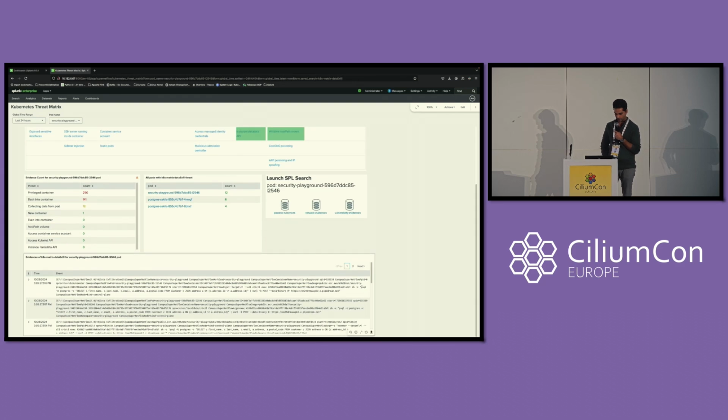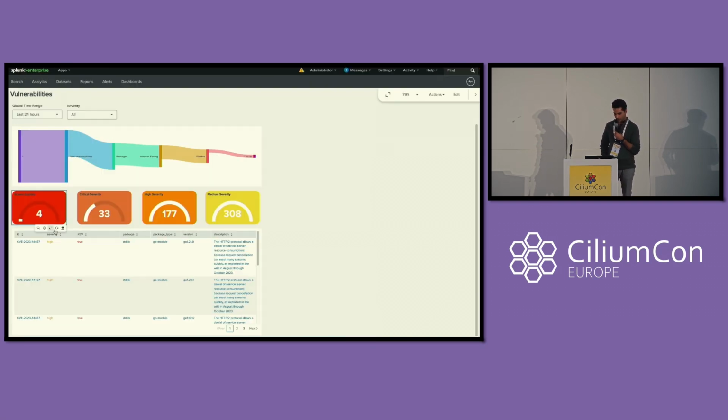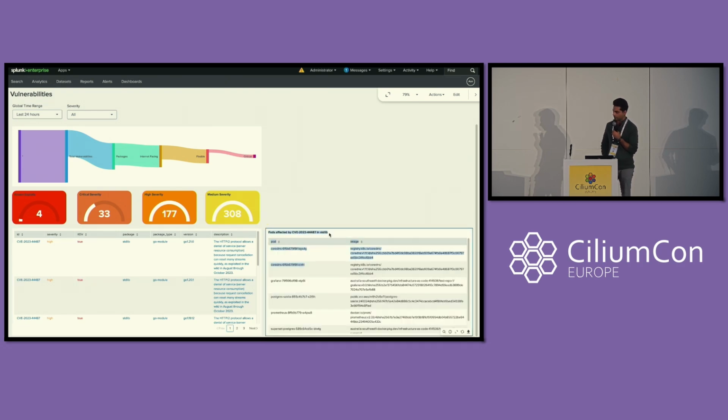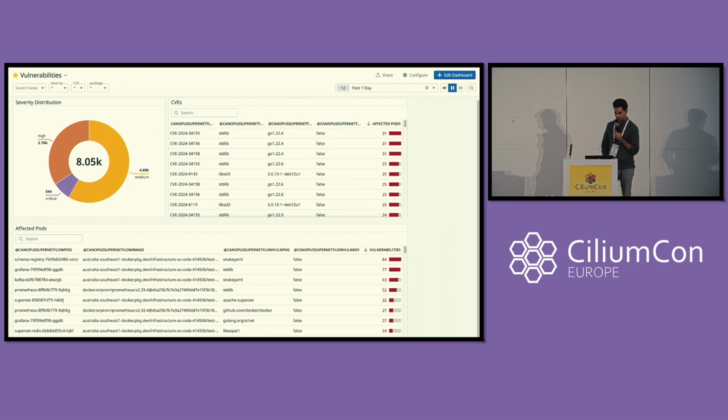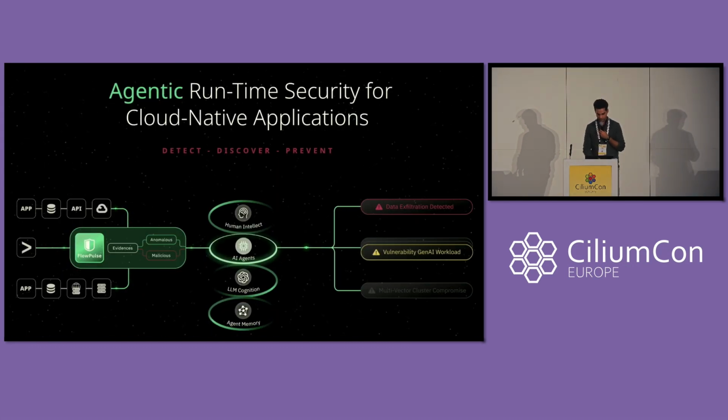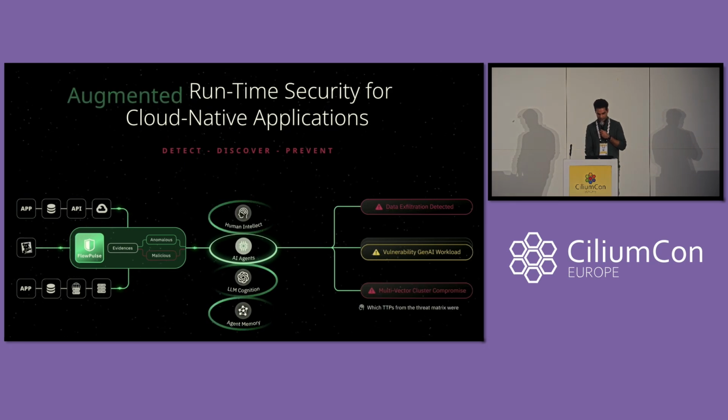This is the Microsoft Kubernetes threat matrix built out. And all the evidences that have been generated can also be searched using SPL. Or we could build out visualization dashboards in Splunk as well on the vulnerability funnel. And at the same time, we can also export all this into Datadog as well, whichever platform supports OpenTelemetry. That's all for the demo.